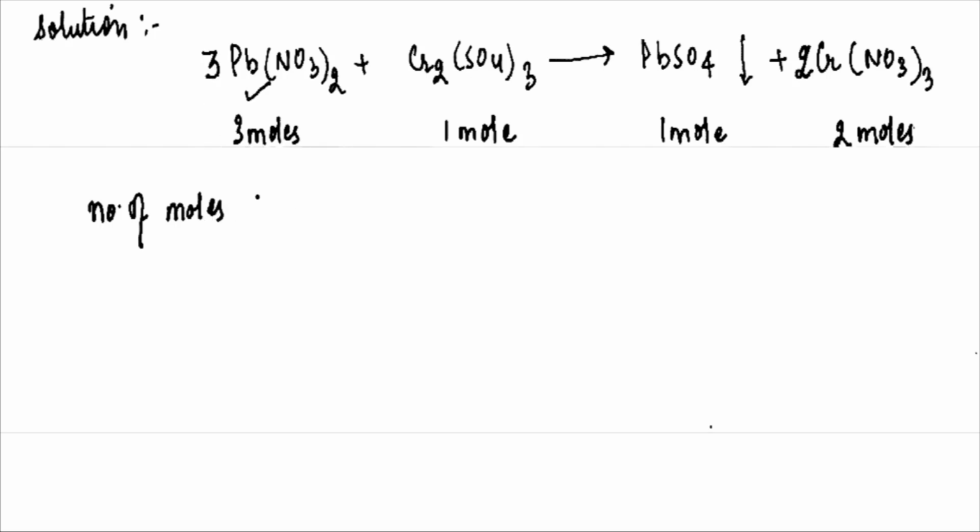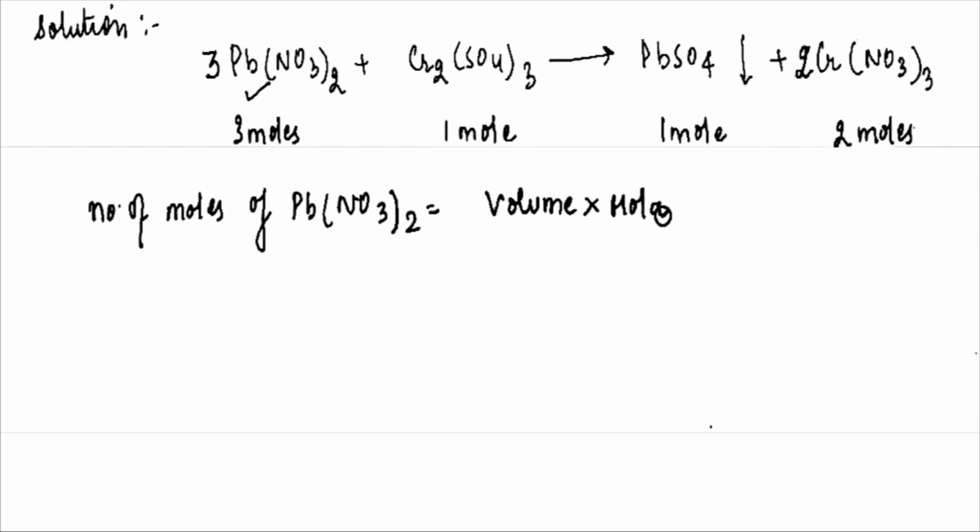So number of moles of Pb(NO3)2 can be written as the given volume into the given molarity. The volume that we have here is, let me just see.